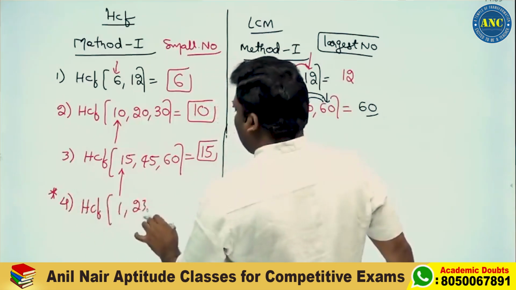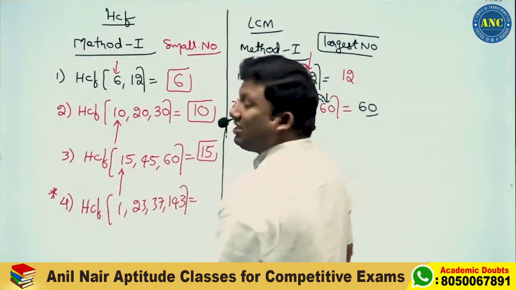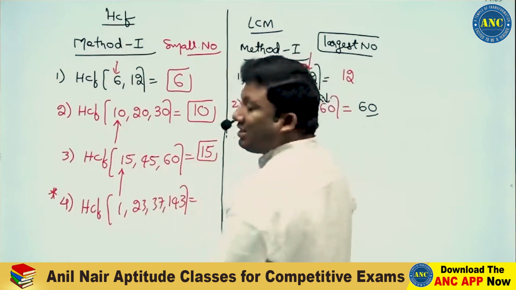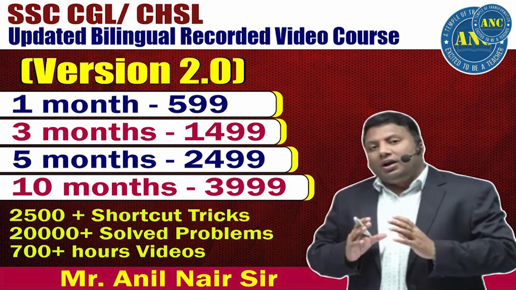1, 23, 37, 143. What is the smallest number? 1. 1 is a factor for any number. The answer is 1. Please write down this key point.